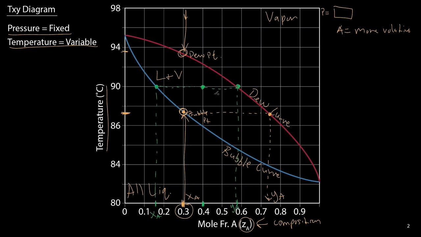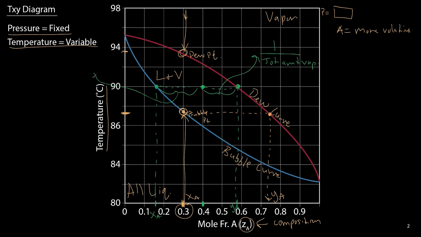The distance between these two curves and the relative point tells us how much of the physical phase we have. So in this case here, the 1 over the length of the line segment gives us the total amount of vapor.